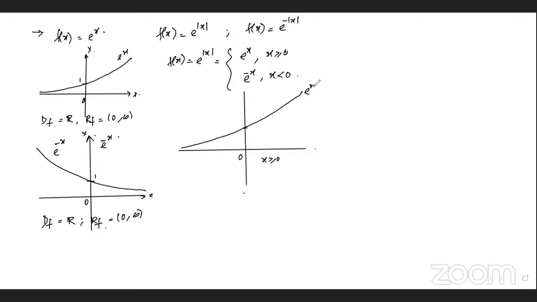ये आ गया e to the power x, लेकिन मेरा डोमेन क्या था? e to the power x तो ग्राफ था, लेकिन डोमेन क्या था? x greater than 0. तो मतलब क्या रिमूव करना पड़ेगा? We will have to remove this particular part. इसको हटाना पड़ेगा बेटा, हटाना पड़ेगा ना, ठीक है.